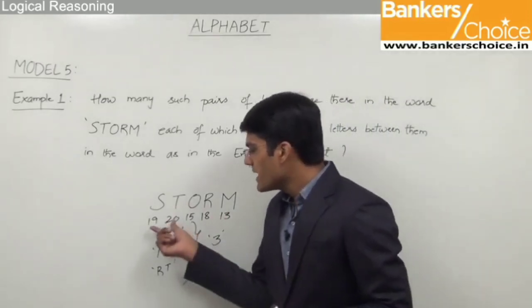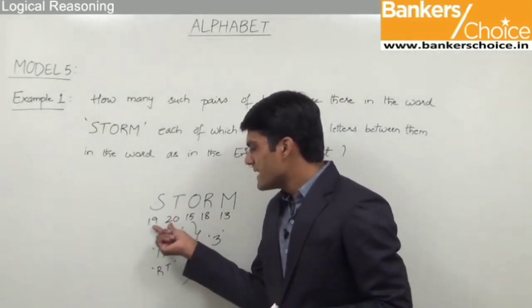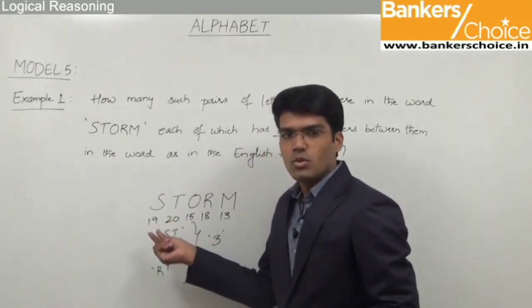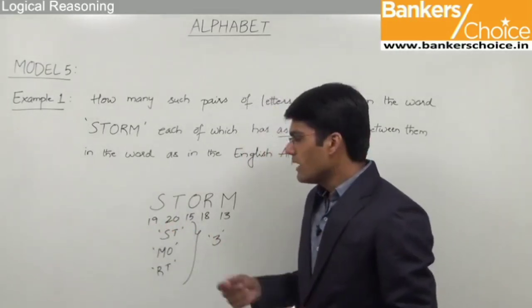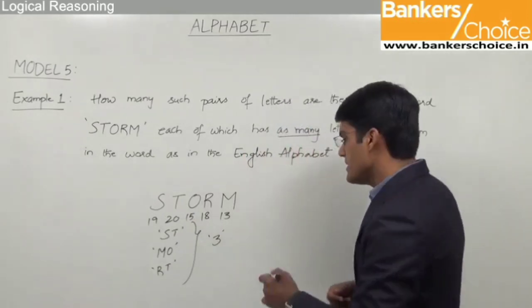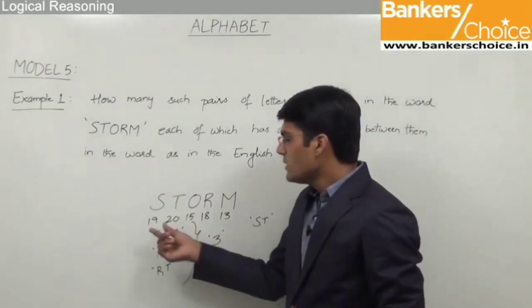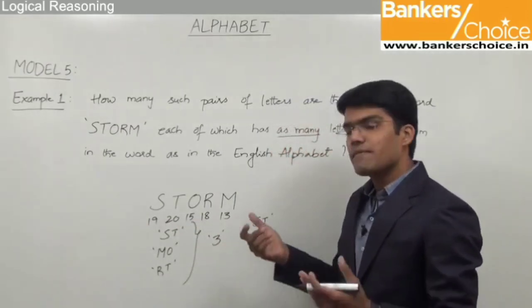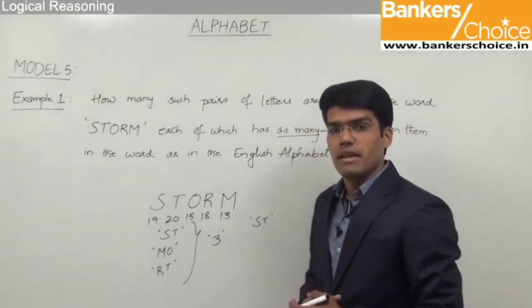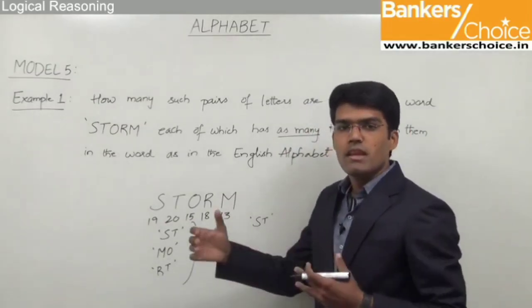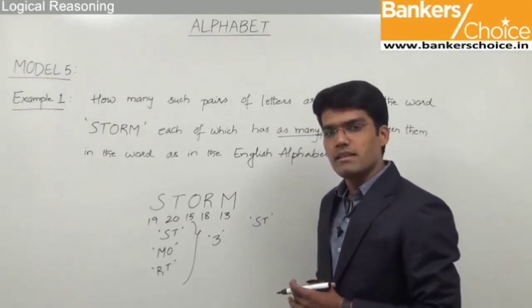Now immediately when I look at 19 and 20, we can take it as a correct pair because 19 and 20 are in order and there is no gap between 19 and 20 in the given word. So 19, 20, that is nothing but S and T, is the first pair. Now if we try to check 19 with the remaining positions, it is very clear that it cannot be a correct pair because these are all far away from 19 and don't seem to be in order. So we can leave 19 here itself.